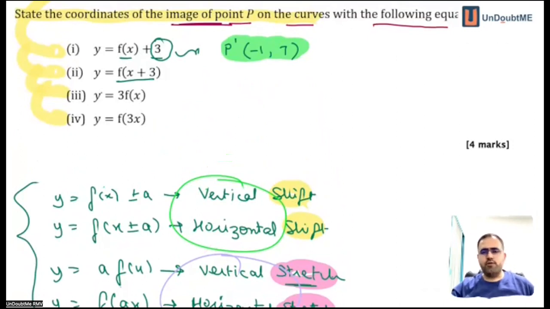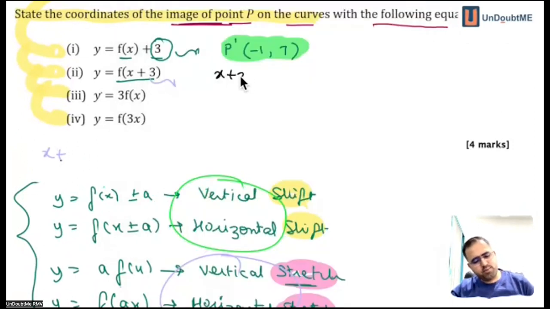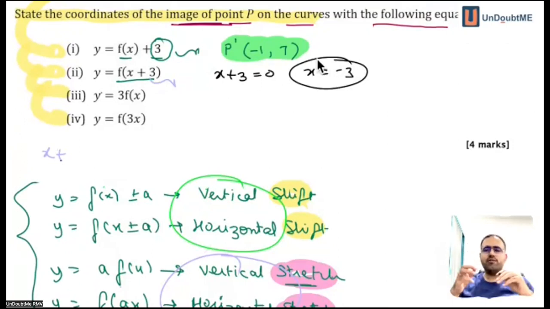So y is equal to f of x plus 3. What is happening in this? You have to just put x plus 3 is equal to 0. So x is equal to minus 3. It means that the whole graph is shifted by 3 units to the left.